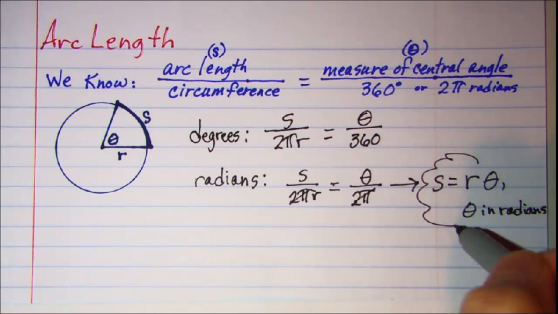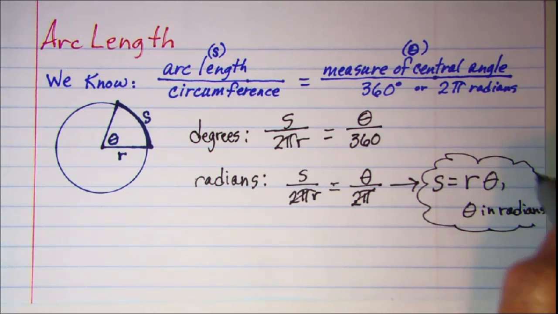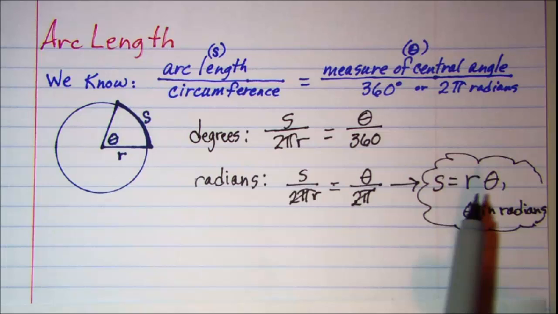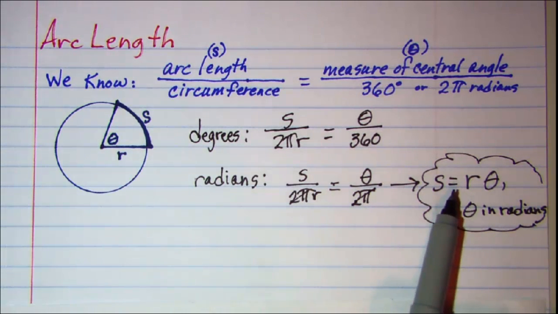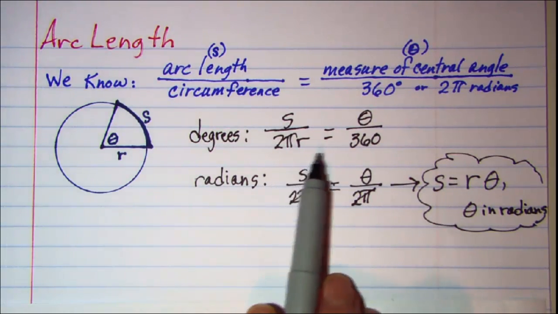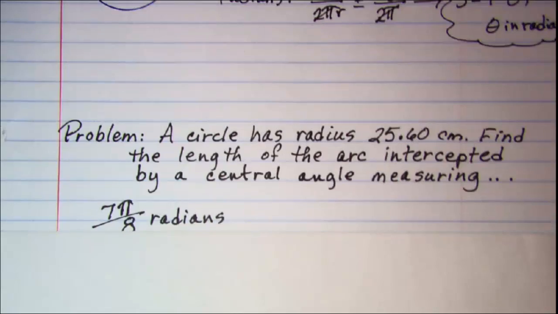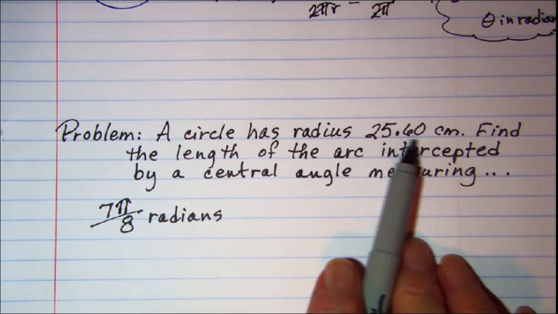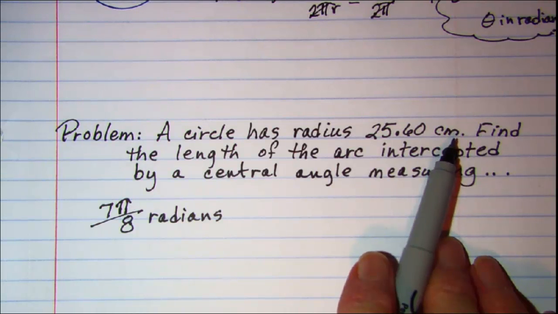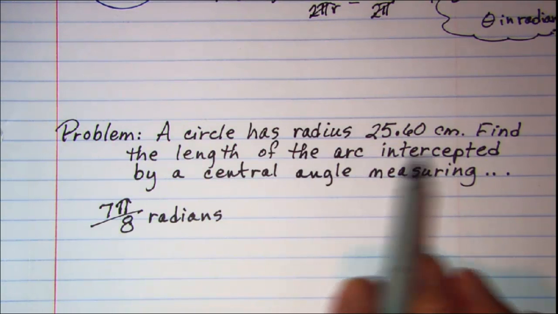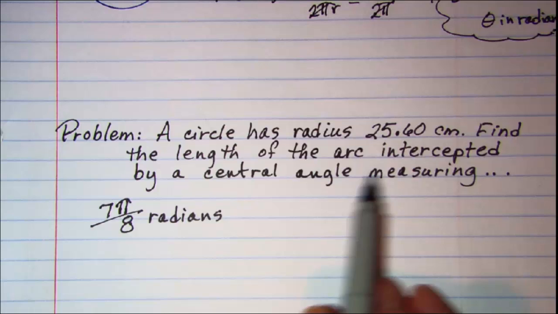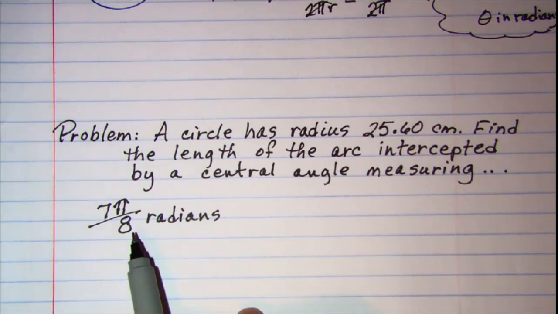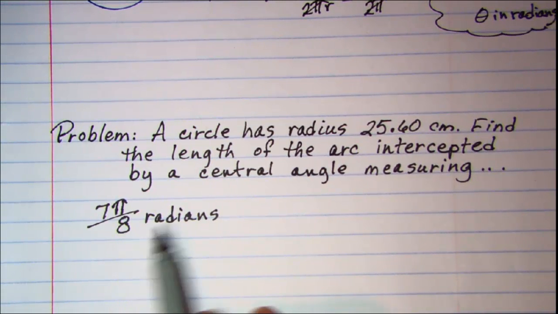If our theta, our central angle, is in degrees, it's easy enough to change that to radians and then use this formula, or we can use the proportion. Let's do a problem. A circle has a radius of 25.60 centimeters. Find the length of the arc intercepted by a central angle measuring, first, let's do 7 pi over 8 radians.